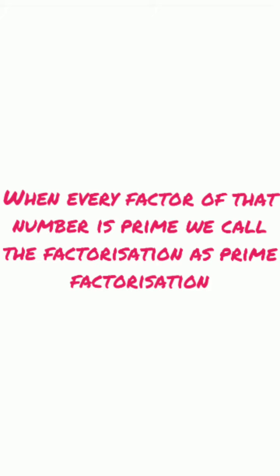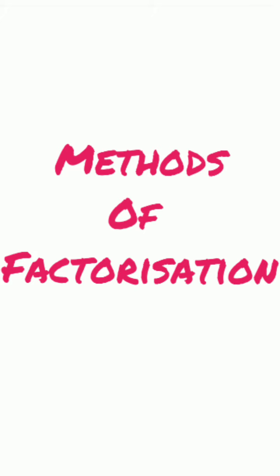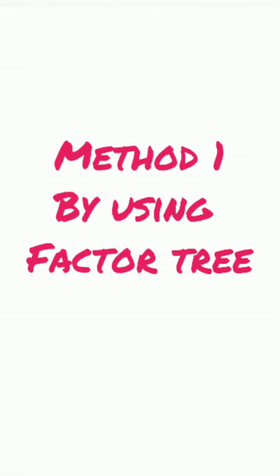And we have two methods to factorize a given number. First of all, we are going to learn the first method, that is factorization by using factor tree. Method 1, by using factor tree. You may be wondering here in the name factor tree. So why do we use this word tree here in this method?